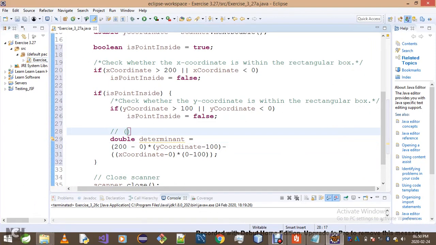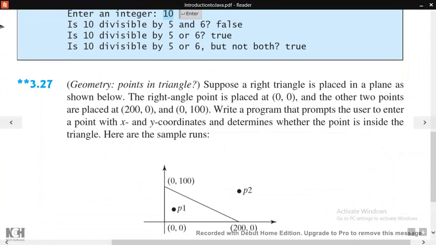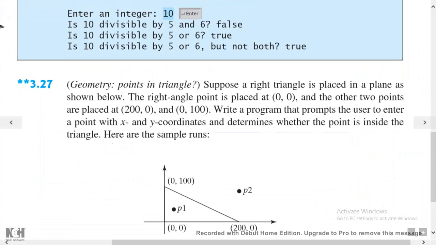or let me just call 0, 100 as point 1 and 200, 0 as point 2. So 0 will be x1 and 100 will be y1. 200 will be x2 and 0 will be y2.